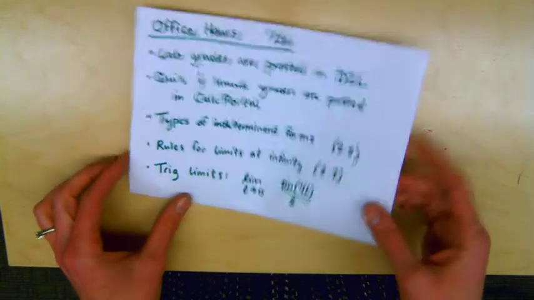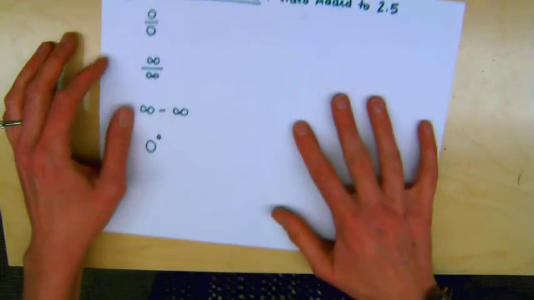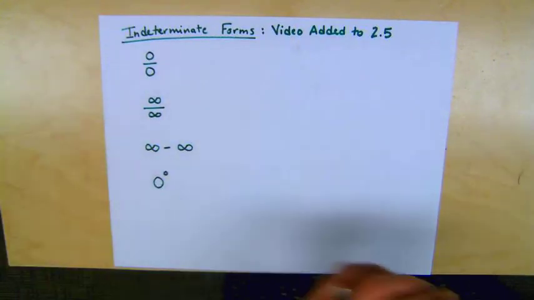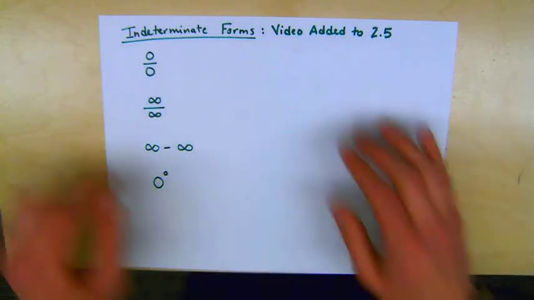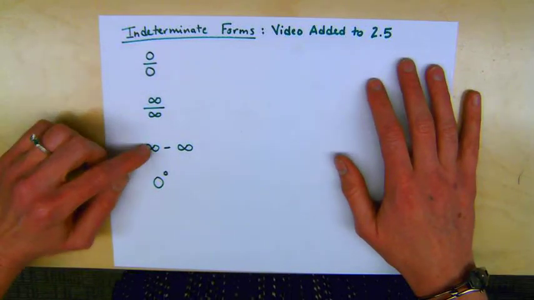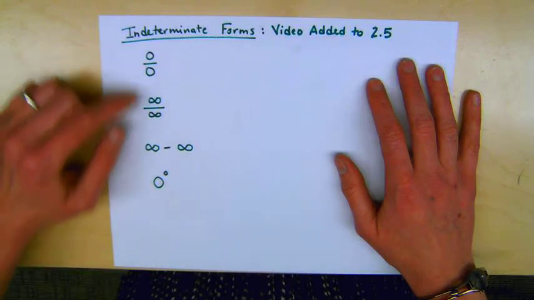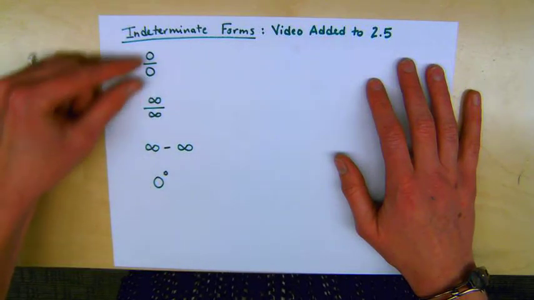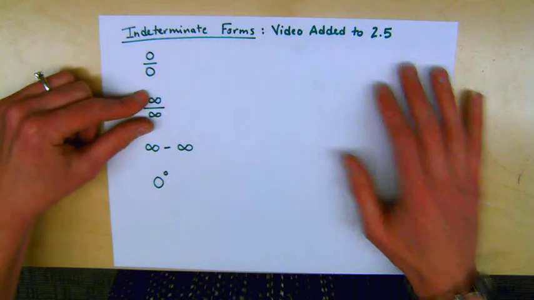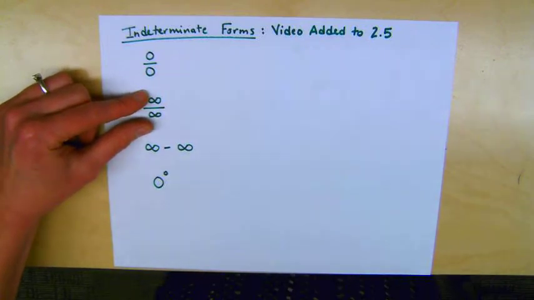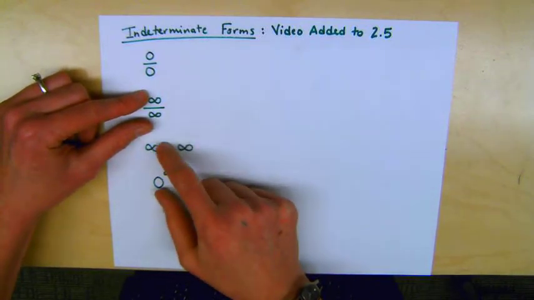So for that first question, I went ahead and added a video to section 2.5 so that it'll be a little bit more clear for people. But really there are just 4 different types of indeterminate forms, and of these 4 types, we end up focusing mostly on the first 2, particularly in this class, although you can look at some of these other ones if you're working in different classes.